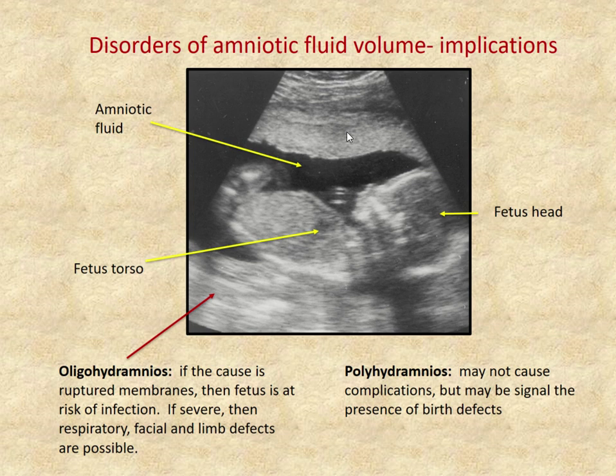And so this is a case of oligohydramnios, where there's too little amniotic fluid. Here you can see the fetus's head and the fetus's torso. This could put undue pressure on the fetus, so the baby's not allowed to move around enough, and it might affect limb development or development of whatever part of the body is getting too much pressure, like the face.